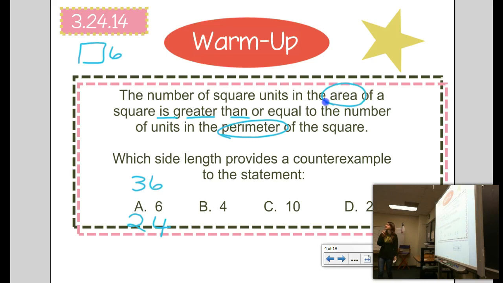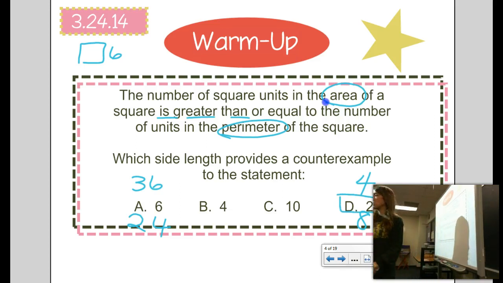For which one of those is it false? Who knows the answer? Kendall, what'd you get? D, let's try it out. What's 2 squared? 2 times 2? 4. That's the area. The area is 4. How many sides are there of a square? 4. There's 4, so 2 plus 2 plus 2 plus 2. 8. The perimeter is bigger than the area. So D is the correct answer. D is called a counterexample.